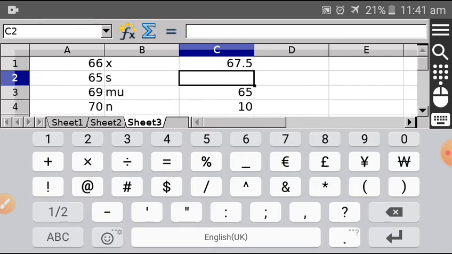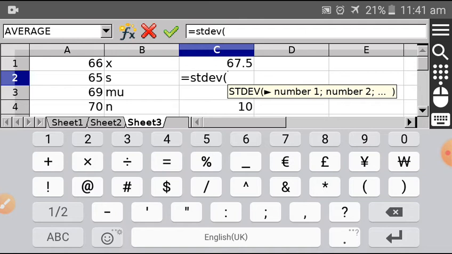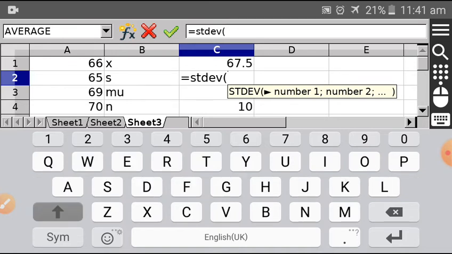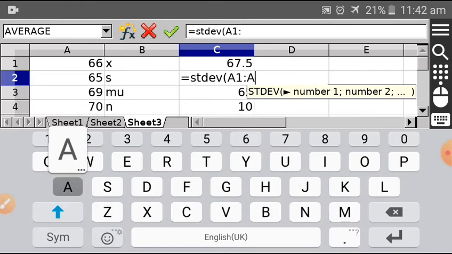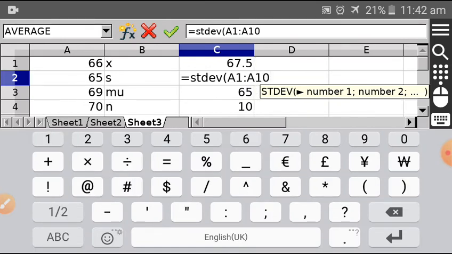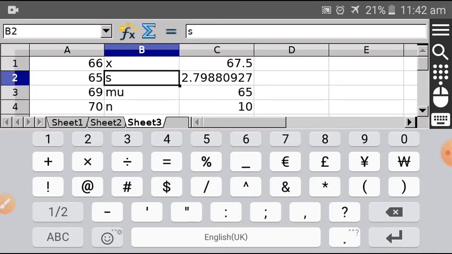For the standard deviation, it is equal to STDEV, open bracket, and again the cell address is A1 colon A10. Correct. Complete the bracket, press enter. We are getting 2.79. So now we have the values of x bar, s, mu, and n.